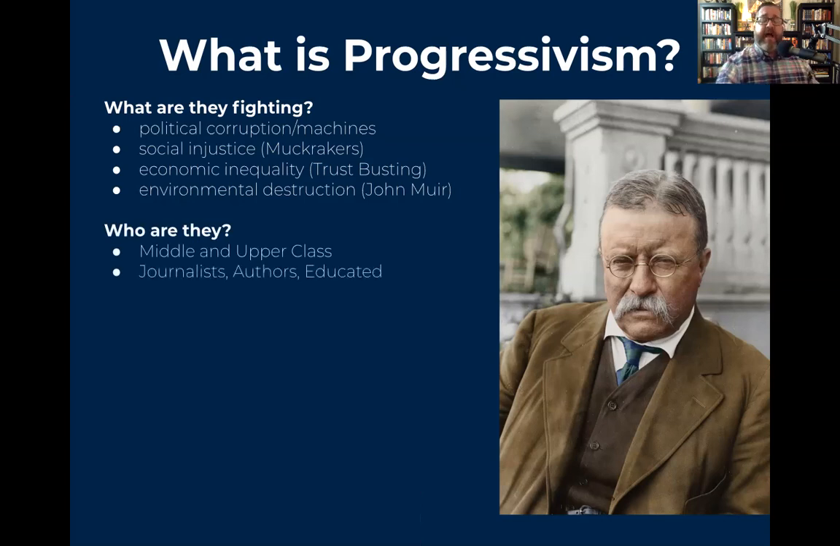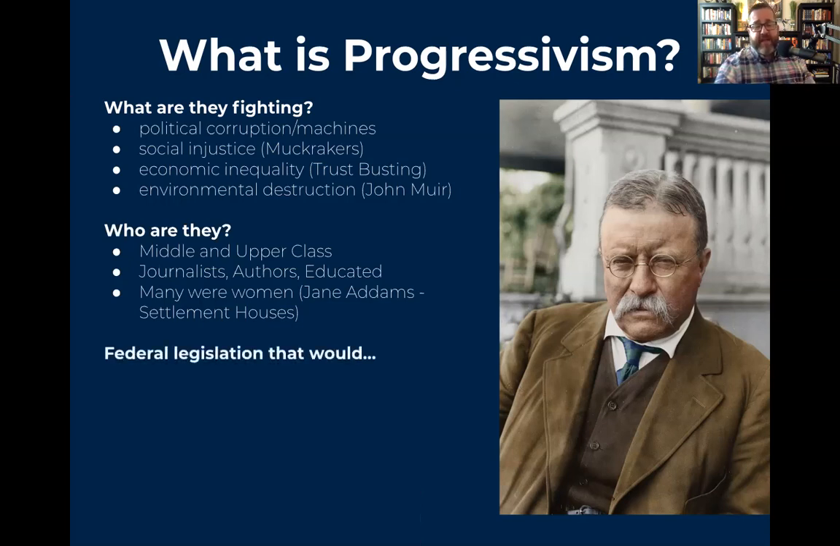Were they middle and upper class, journalists, educated, authors, having the ability to use the resources at their fingertips to, in essence, bring about change? Many were women, including Jane Addams and the settlement houses. These houses provided respite for women that had been displaced either by the family situation or abandonment. And so these settlement houses were wildly successful in the midst of the progressive age.